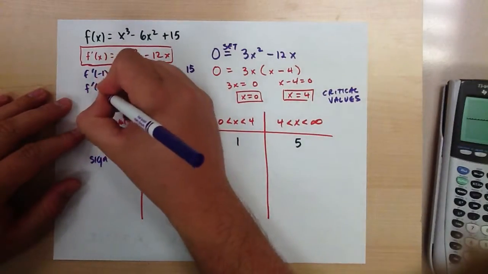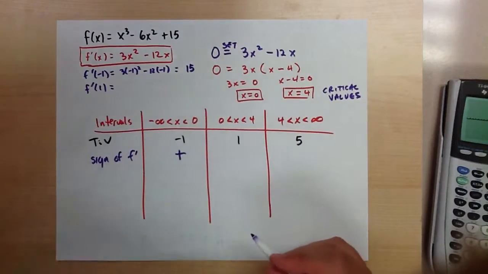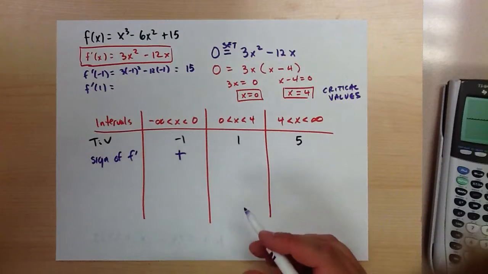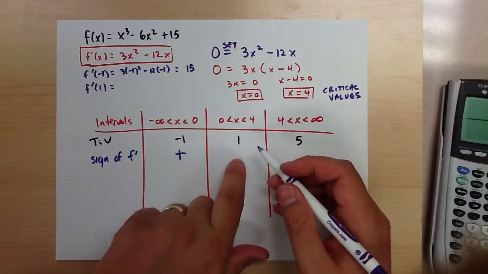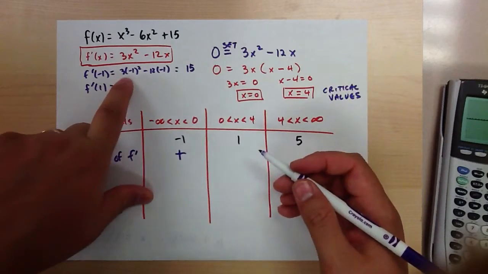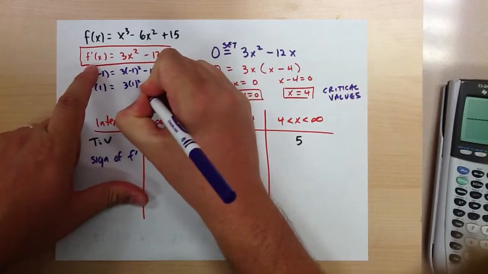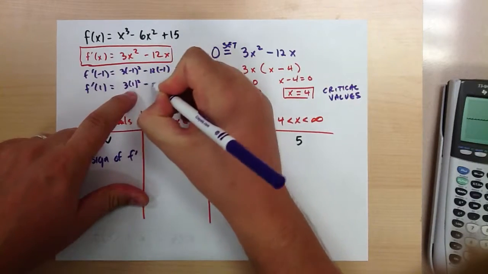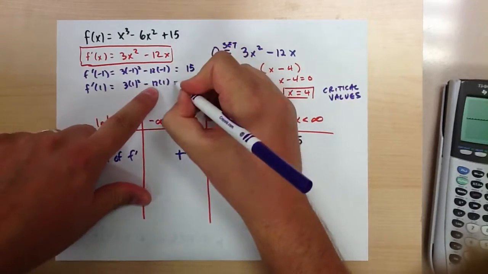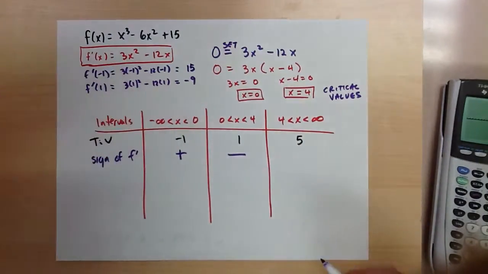F prime of 1, we're going to put in 1 now, and to be honest, I'm expecting a negative value at this point. If I don't, I'm going to double check my work, because it is possible to get a positive and then a positive, but that's not as likely. So when I put 1 in here, I get 3 times 1 squared, that's 3, minus 12 times 1. That's a -12. So 3 minus 12 is -9. So that's a negative value like we expect.